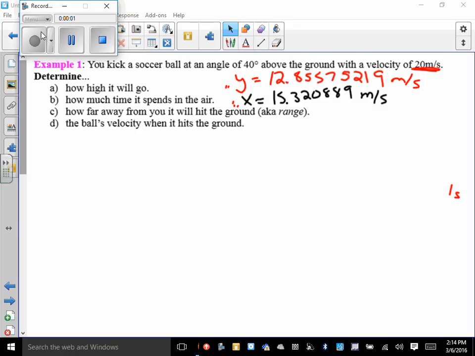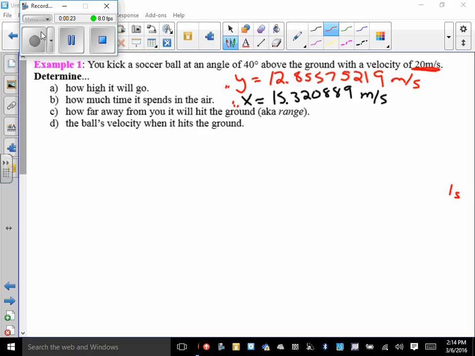Okay, part B of this question says how much time it spends in the air. So again, since it's going up and down, we're going to look vertically. We're going to look at all the vertical components. There's actually 3 different ways we can do this question, probably more, but 3 for sure.